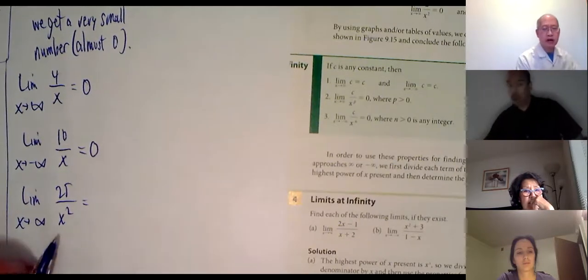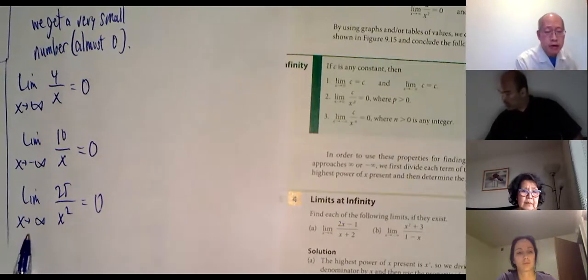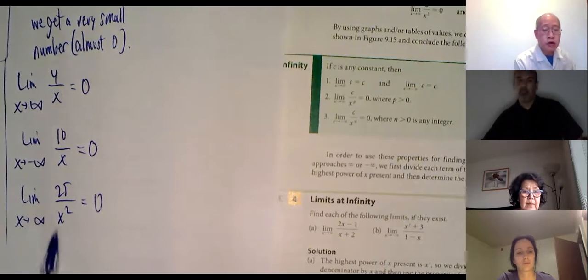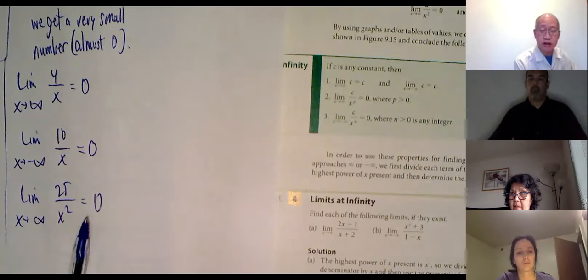Doesn't matter if you have x squared, x cubed. This is still 0. Right? This symbol means you're plugging in bigger and bigger numbers, 1,000, a million, a billion. 25 divided by 1,000 squared, very small. 25 divided by a million squared, even smaller. 25 divided by a billion squared, it's even smaller. It's very, very close to 0.